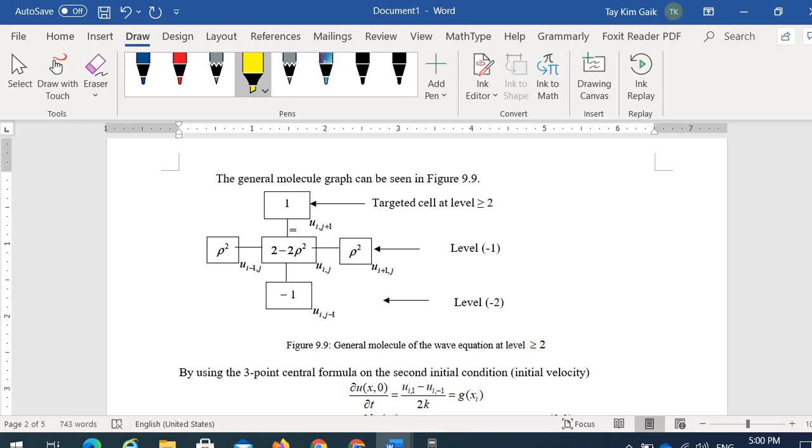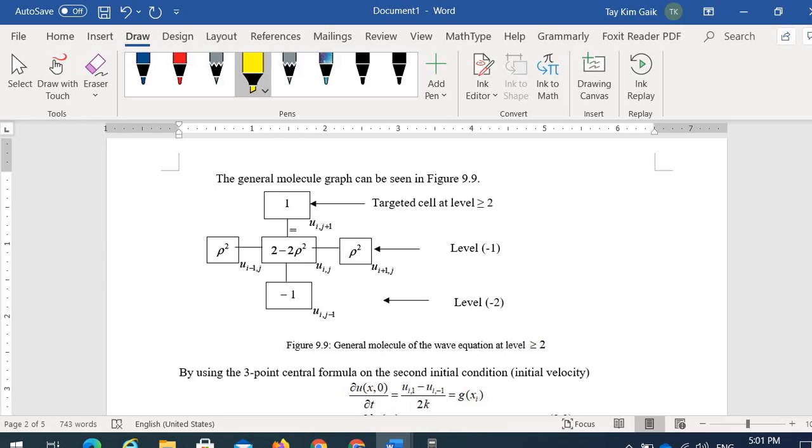So we have three levels. However, the top level that we are going to solve is still one cell. That's why this is still an explicit formula, but involving three levels. So if the bottom level or level minus 2 here is an initial condition, then you still need this level. You still need the information of level minus 1 so that you can solve.